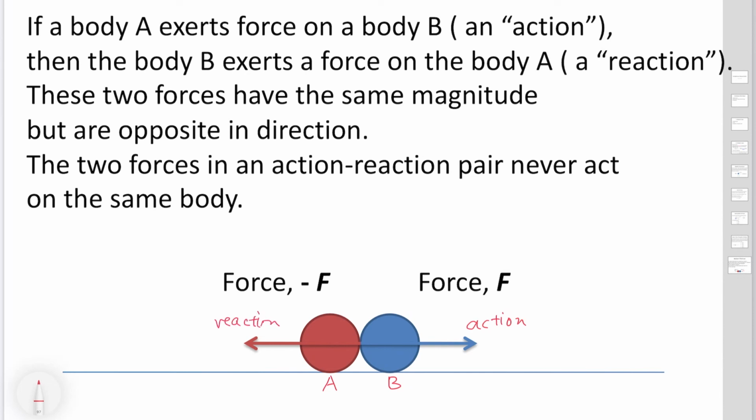These two forces have the same magnitude but are opposite in direction. The two forces in an action-reaction pair never act on the same body. The action acts on body B and the reaction acts on body A. Okay, we have studied Newton's three laws in these sections. This is the end of this session.